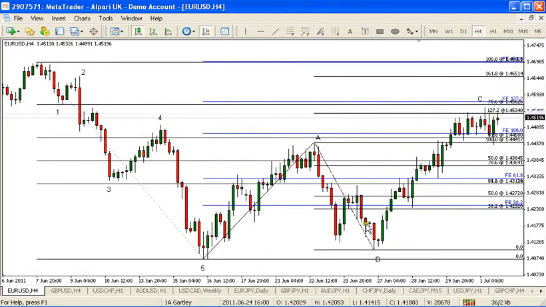Okay, so right here we have already 3 different ways of measuring, of projecting the end of the correction, and they all add up right at this point.